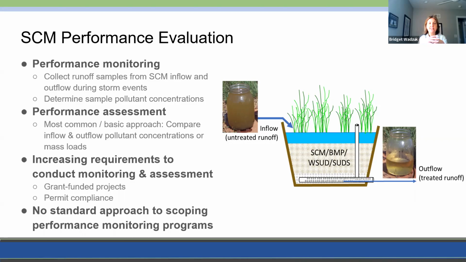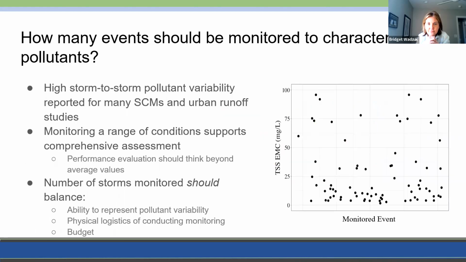And so we see that there are these increased requirements to conduct monitoring and assessment. There's very little guidance, however, on how to actually do this. So there isn't a standard approach to scoping out performance monitoring programs. And this is what Elizabeth and I got to when we came up with this question of how many events do we need? So Elizabeth, please, next slide.